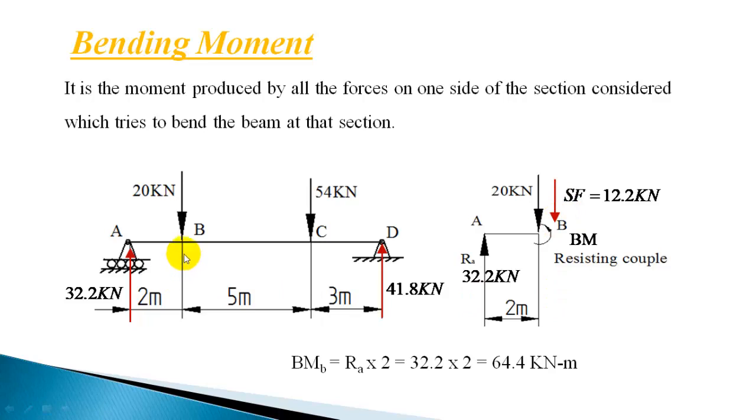So to calculate the bending moment at any section, you have to only sum up the moments of all forces by taking clockwise positive when you consider the left side portion. Clockwise positive. So this is producing clockwise rotation with respect to point B, and the moment produced by this force is 32.2 into 2 or 64.4 kilonewton meter. So that is the bending moment at B.